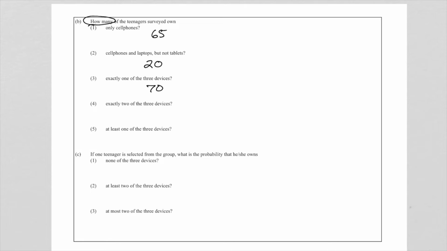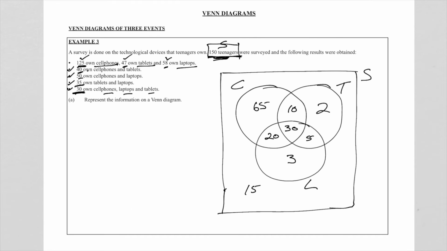In our next question, they say exactly 2 of the 3 devices. So that means we must go back to our Venn diagram and see where we will find exactly 2. So that is the key, the exactly 2. That one was exactly 1. Now we look at exactly 2. So if we go back to the Venn diagram, we want to know which parts represent exactly 2.